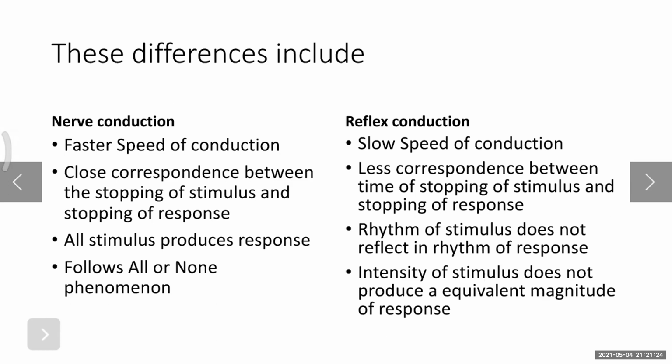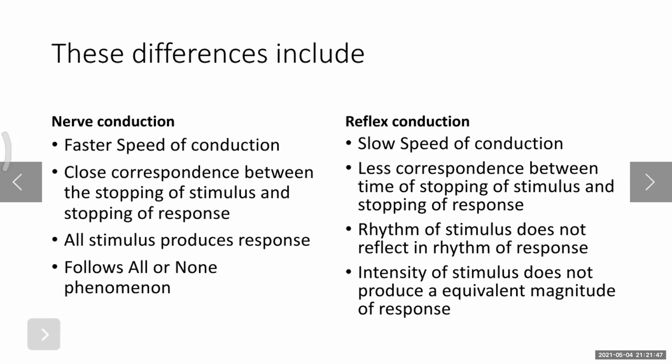The first difference between nerve conduction and reflex conduction is that in nerve conduction, whenever you give a stimulus, the response comes very fast. So that's the faster speed of conduction. In a reflex, the speed is slower. This is what he called the time gap between the stimulus and the response, and it was called latency.